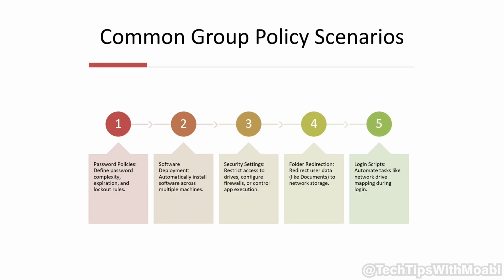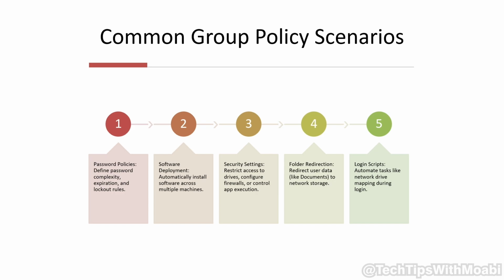So now we are going to take a look at examples of group policy objects. You can create password policies, software deployments, security settings, folder restriction, and login scripts group policy objects. So looking at password policies, you can define password complexity, expiration, and lockout rules for your users. So this means that you can create a group policy object in which you can allow certain settings for users to create passwords. We will take a look at examples as we move along in this series.